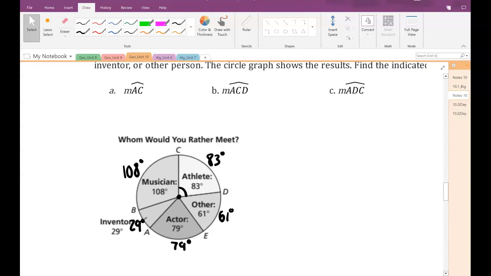It's asking us to find the measure of arc AC. I'm going to try to keep color coordinating this. AC is a minor arc, so we go from here to here. So we have to take the 29 degrees plus our 108 degrees. So that would be what? 137 degrees.